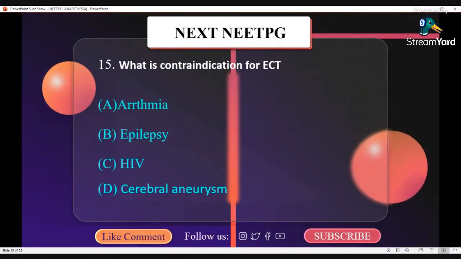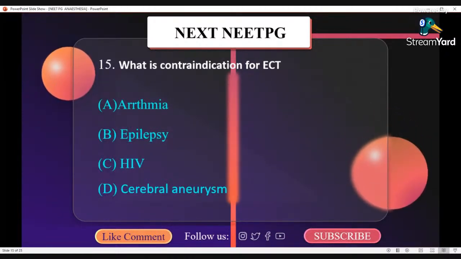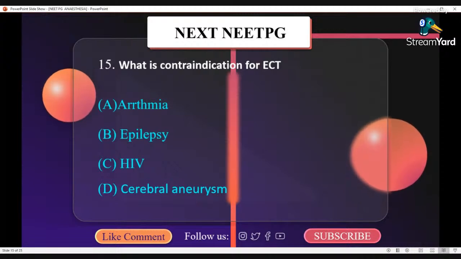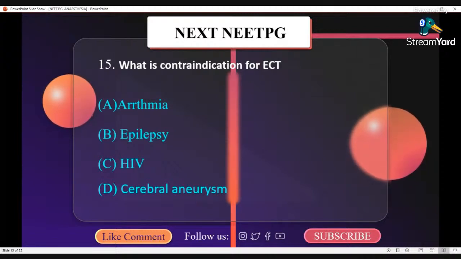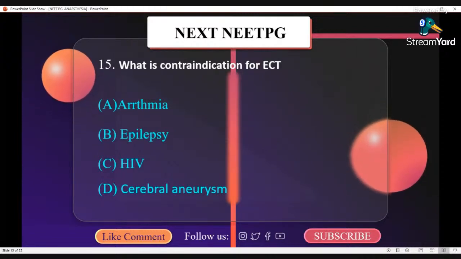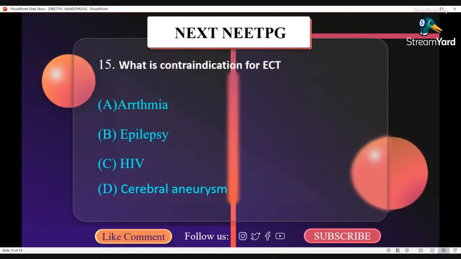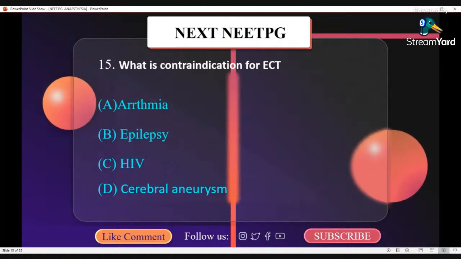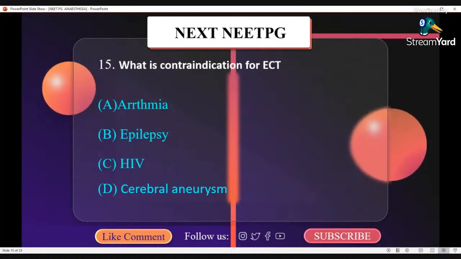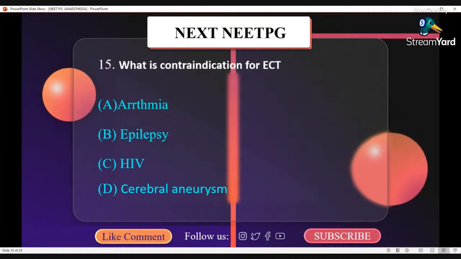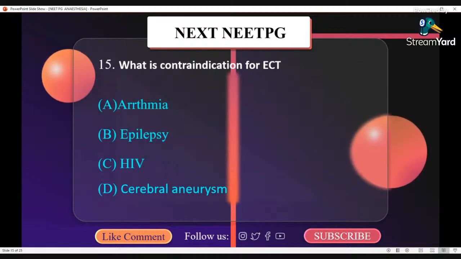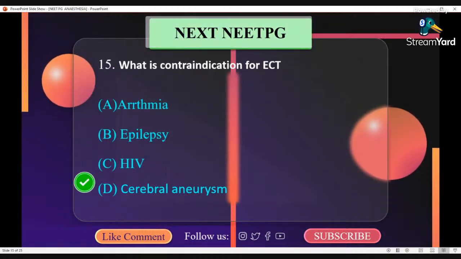The use of ECT is prohibited in patients with space occupying lesions, that is, brain tumor or head injury, and cerebral or intracranial aneurysm. Relative contraindications are recent myocardial infarction, severe hypertension, severe pulmonary disease, pheochromocytoma. So the correct option here is D, cerebral aneurysm.